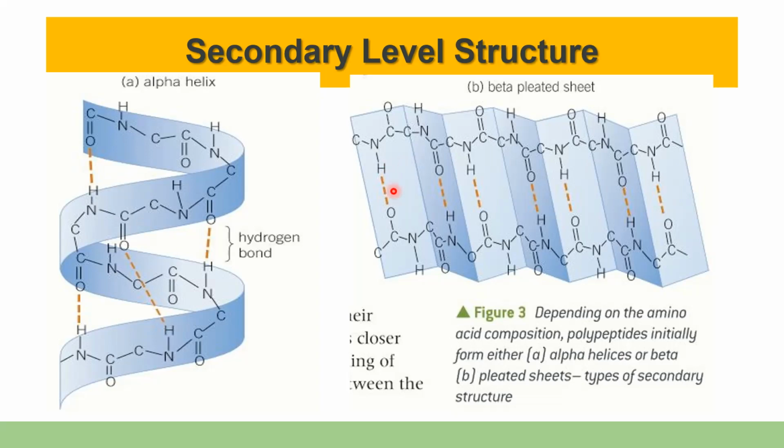And then look at the beta pleated sheet also. So this was NH, part of a functional group. This was CO.